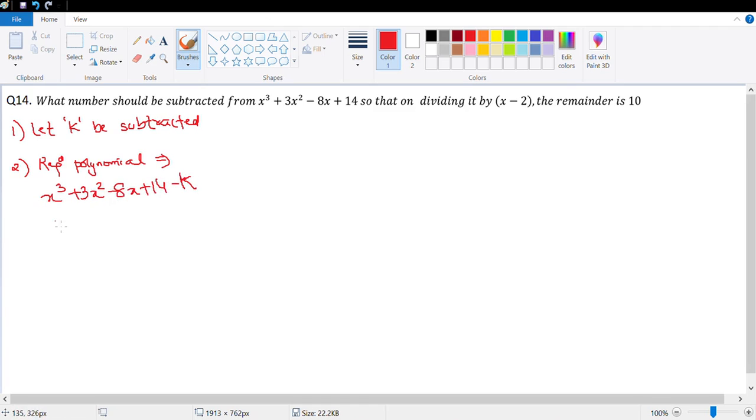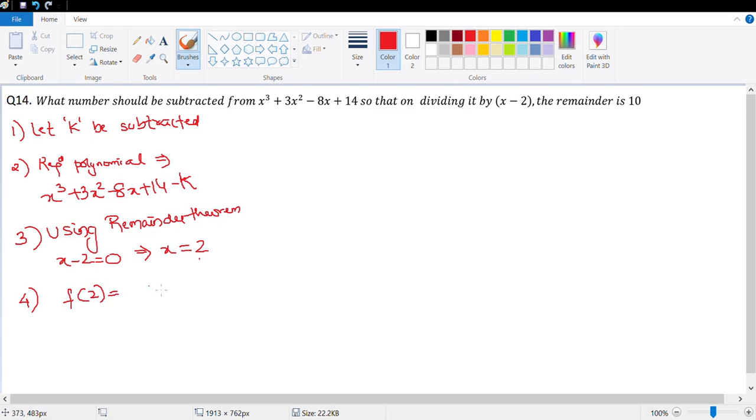Now it's leaving a remainder, which means using the remainder theorem, it's being divided by x minus 2, which means x minus 2 is equal to 0, which means x is equal to 2. Now since it's leaving a remainder, the value of the remainder will be equal to the value of the polynomial when x is equal to 2. So f of 2 is given equal to 10. So the value of the polynomial when x is equal to 2 is the remainder, in this case 10. Let's figure out the value of the polynomial when x is equal to 2.